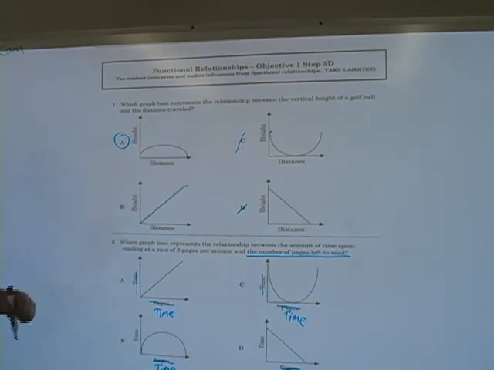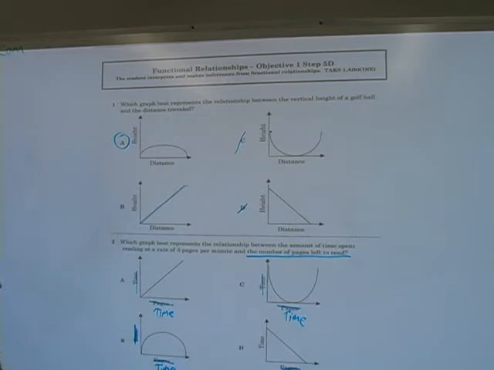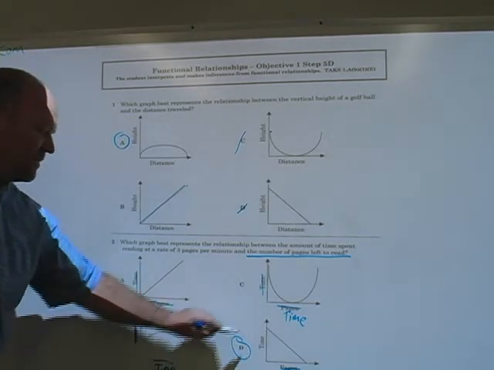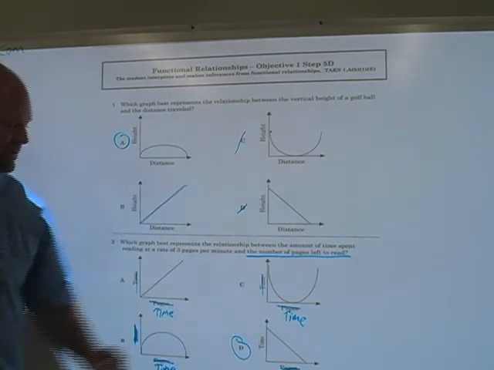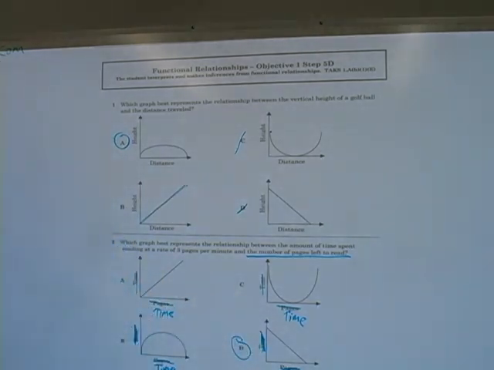So what's the answer? It has to be D. Start up here, and over time, the number of pages is going to go down until you're done reading the book. So the pages would be at 0. Okay? That's all for today.